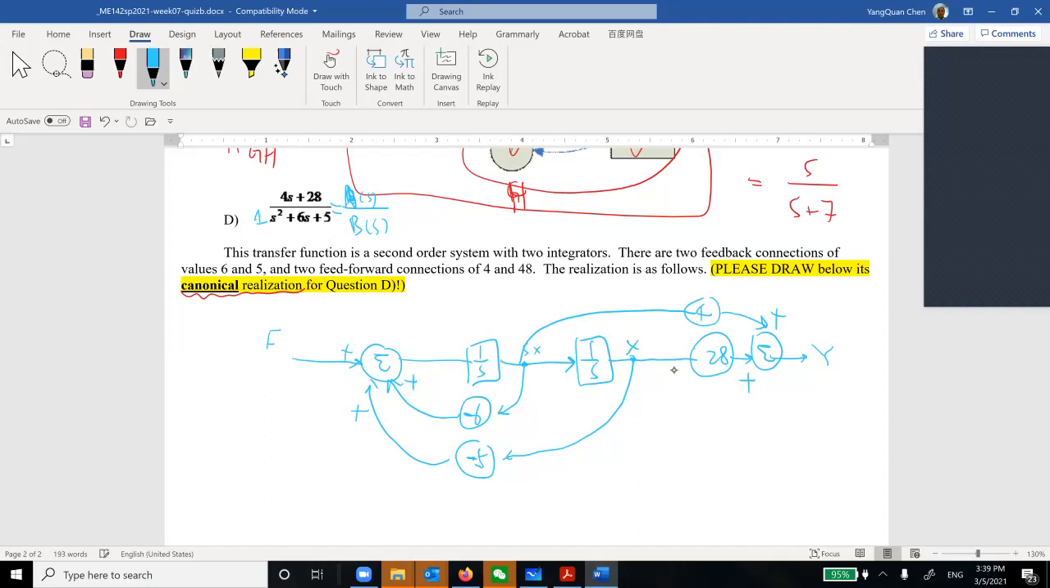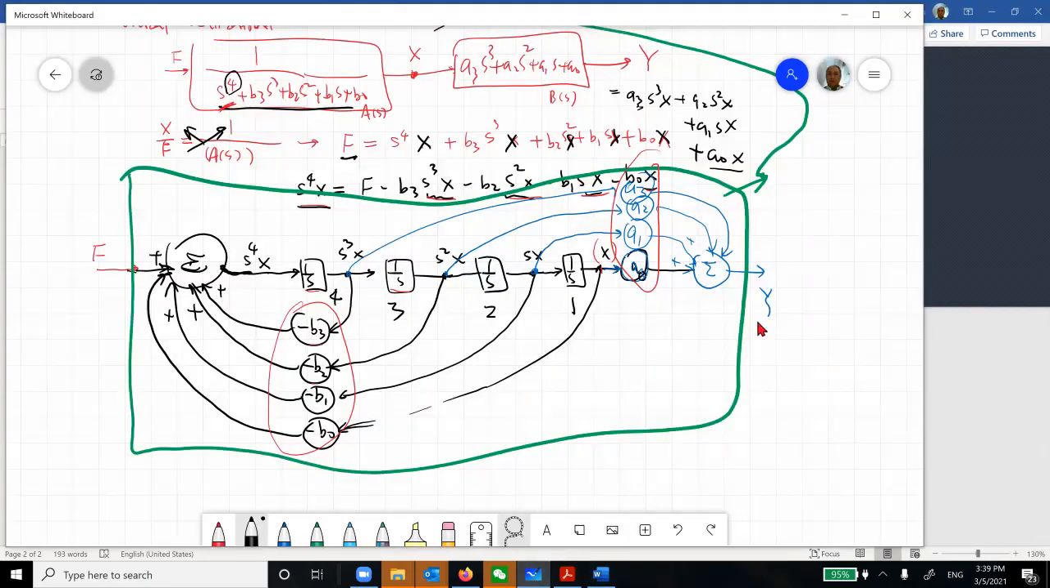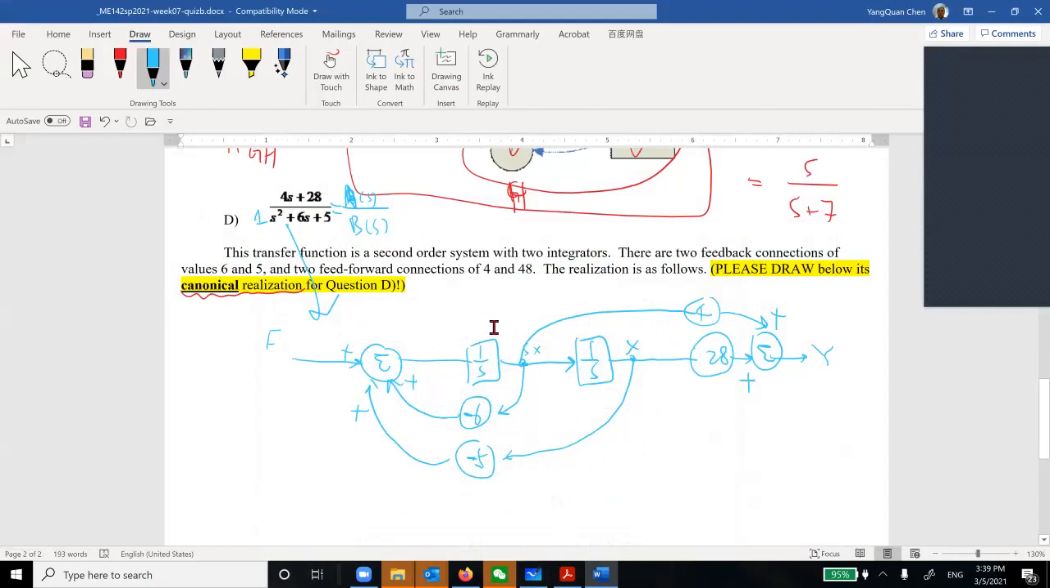Okay. So this is using the three building blocks: given any transfer function, you can immediately get this one out. You need to practice this one. And so we have done this one. But if I say do a realization, okay, do a realization.